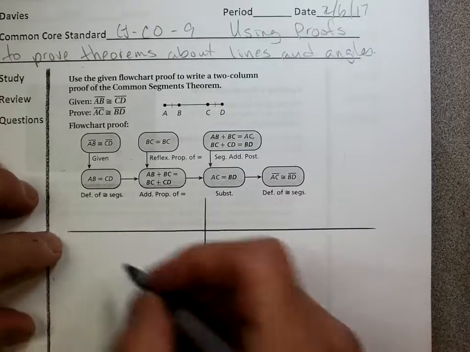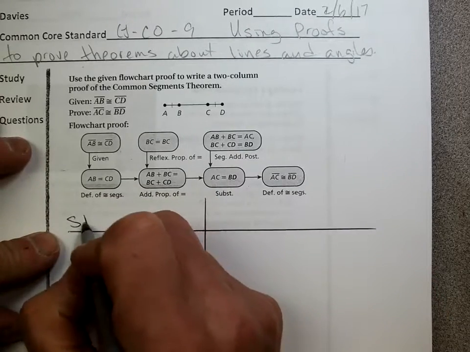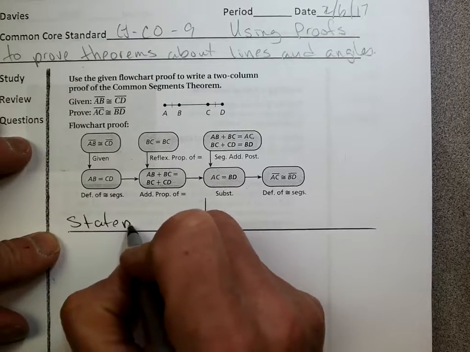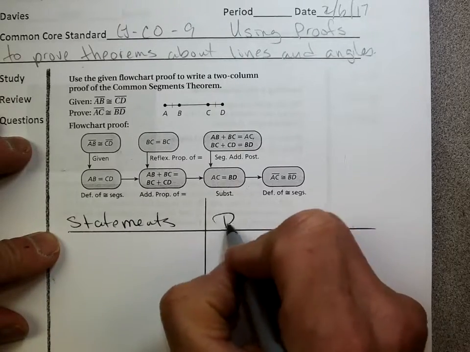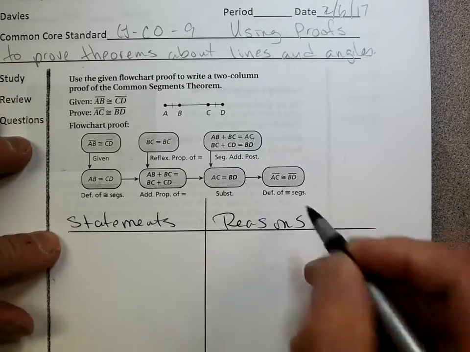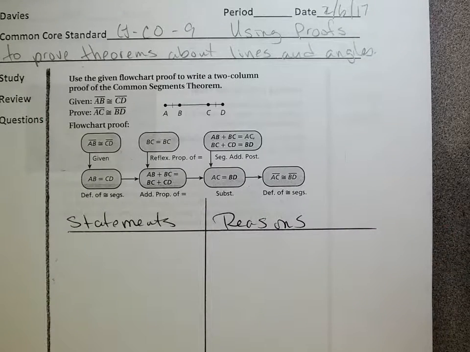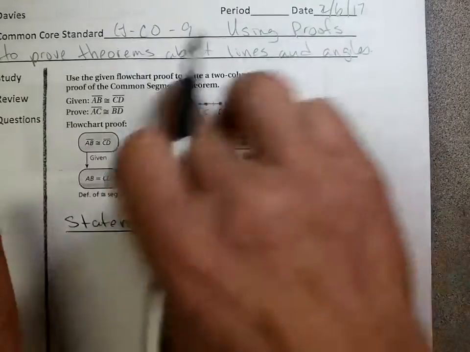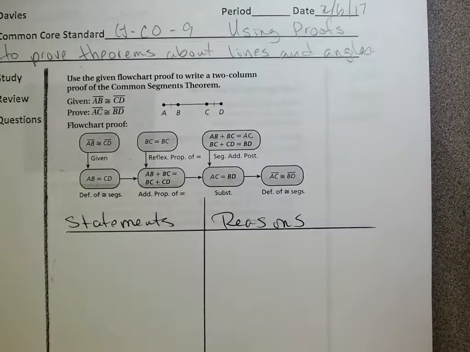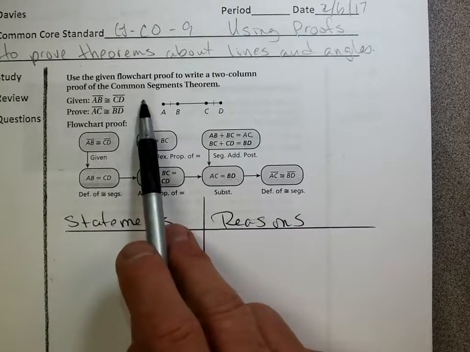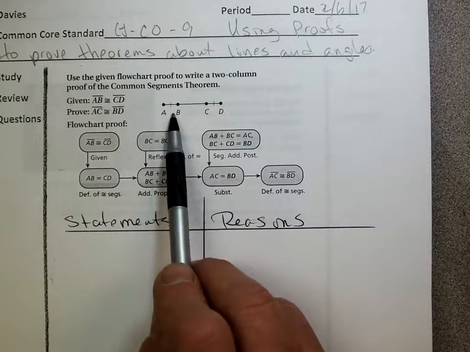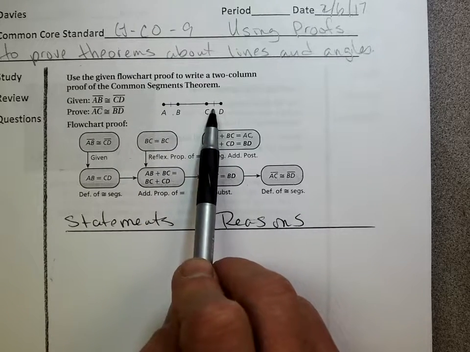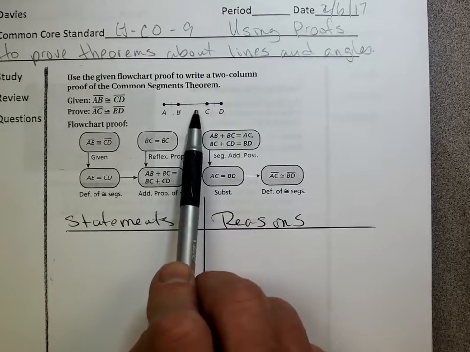Okay, we know statements. Reasons. I like these. They aren't bad because, truthfully, the answer to this proof is hiding in here. We just have to take a look at it and figure out what's going on. So let's do what we always do. Step one, let's look at our given. AB is congruent to CD. Prove AC is congruent to BD.